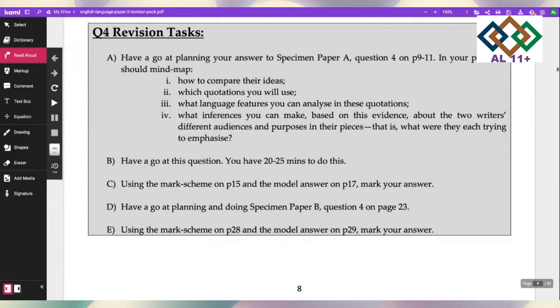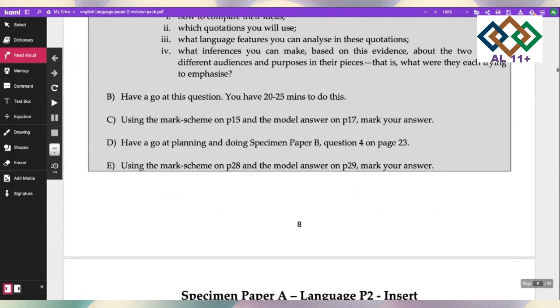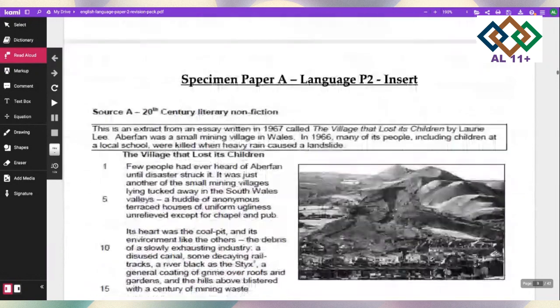You have 20 to 25 minutes to do this, using the marking scheme on page 15 and the model question answer on page 17. Mark your answer. Have a go at planning and doing Specimen Paper B, Question 4 on page 23, using the marking scheme on page 28 and the model answer on page 29. Mark your answer. So this is your Specimen Paper 1.